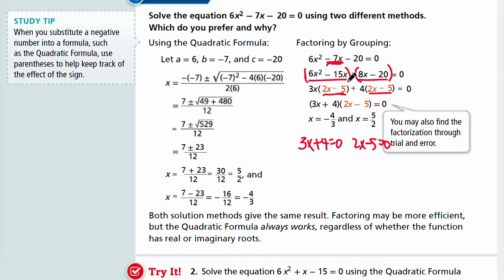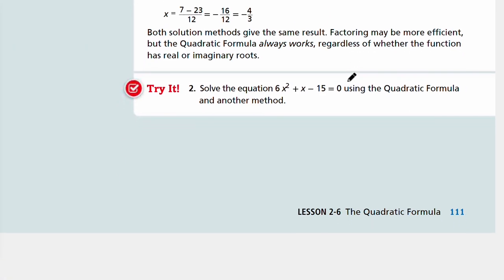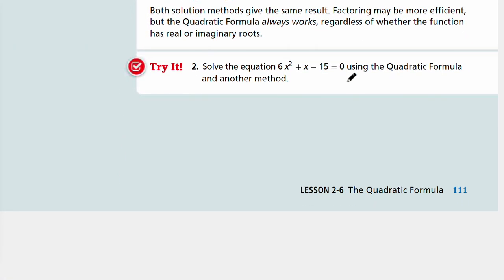So let's look at try number 2. Solve the equation 6x squared plus x minus 15 equals 0 using the quadratic formula and another method. So see if you can do both methods, factoring by grouping or the quadratic formula, and come back when you're ready for answers. You should get the same answers by using both methods. So try to check your answers by using another method. Use both methods.